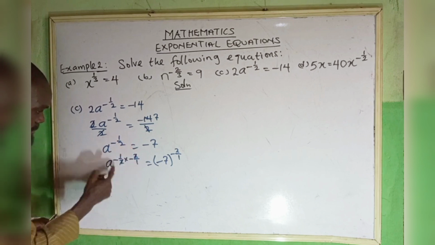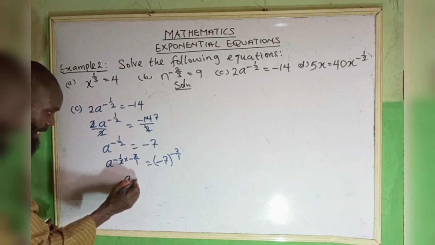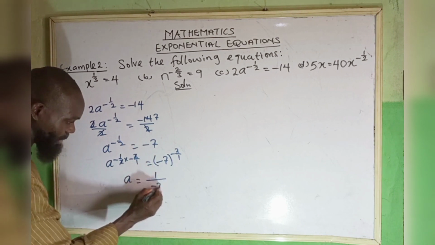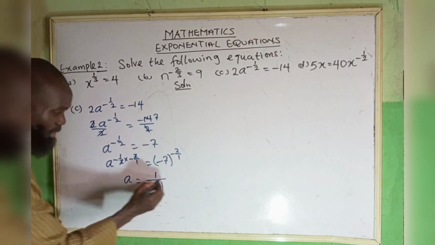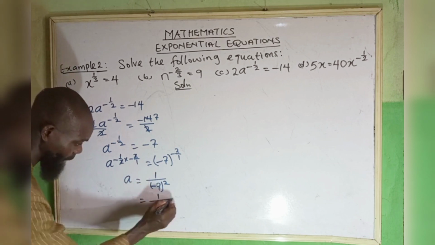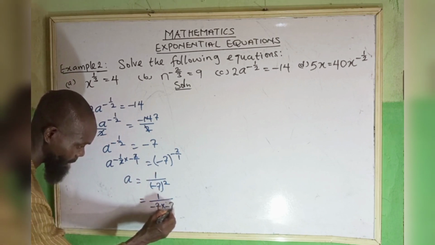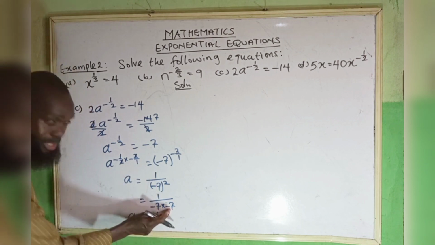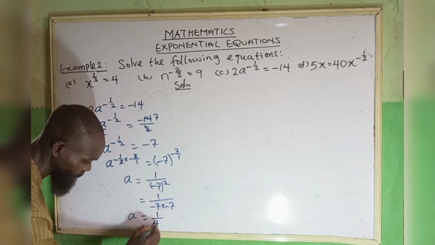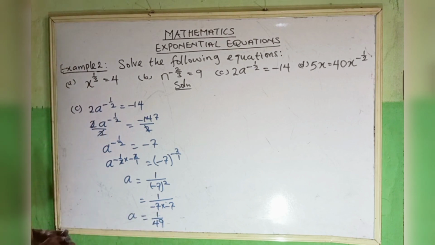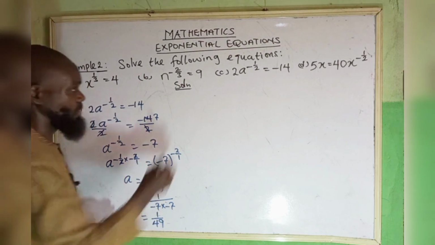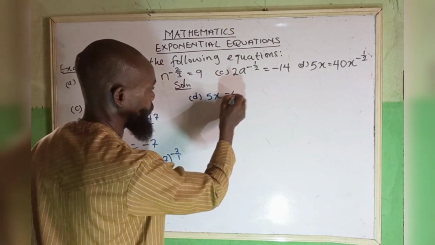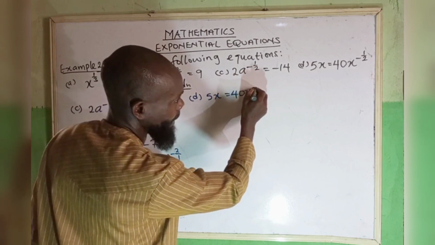So 2 goes in 2. Minus and minus give us plus. A is out. Here, our minus will change to 1 over minus 7. So minus 2 over 1 gives us 2. So we have 1 over minus 7 times minus 7, which is equal to A equals 1 over, minus times minus is plus, 7 times 7 is 49. So 1 over 49.